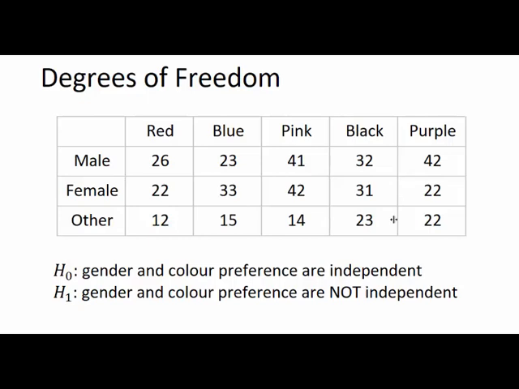Okay, let's just extend it to a slightly bigger table. Nothing really changes, but the number of degrees of freedom does. So how many are there? And remember, the formula is just the number of rows take away 1, multiplied by the number of columns take away 1. And so this is 2 times 4, 8. I would have to tell you 8 of these numbers before you could fill in the rest, assuming you knew the totals.